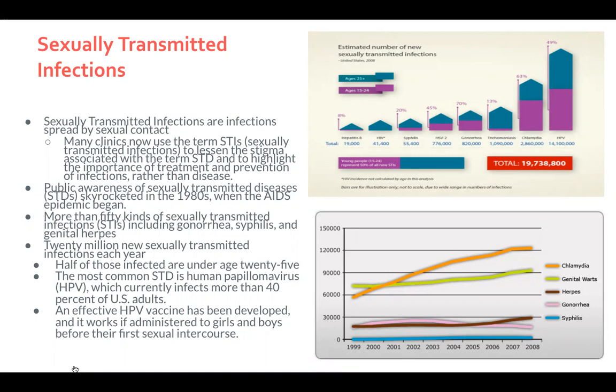There are more than 50 kinds of STIs. And, even today, there are about 20 million new STI infections each year. Of those, about half happen to people who are under the age of 25. So there is a real age-related factor that goes along with the likelihood. And I'm sure you can put on your sociological hat and offer some interpretations about why this is the case.